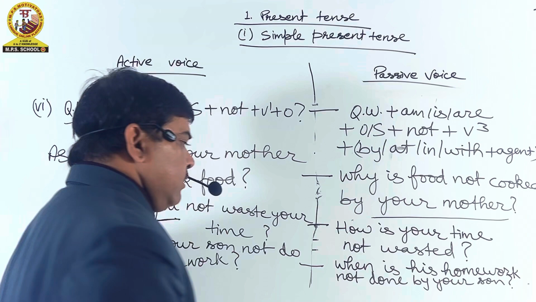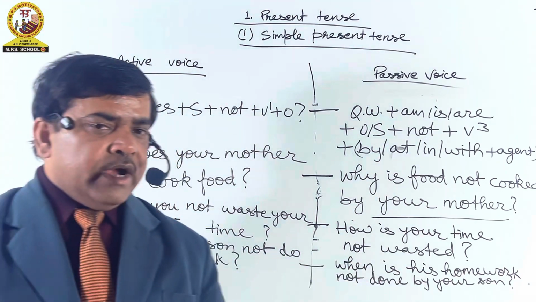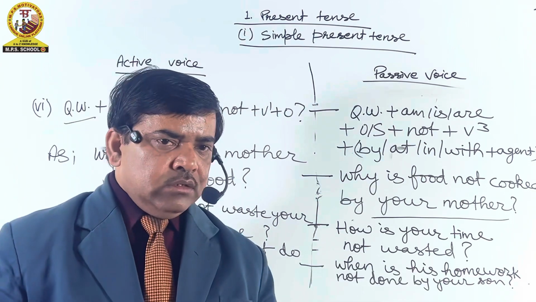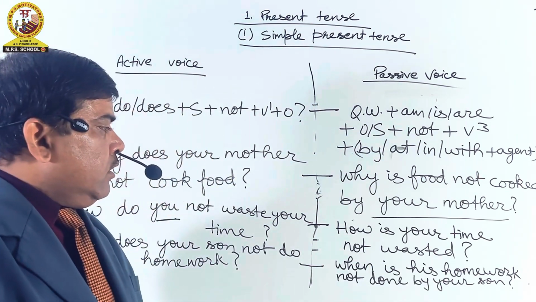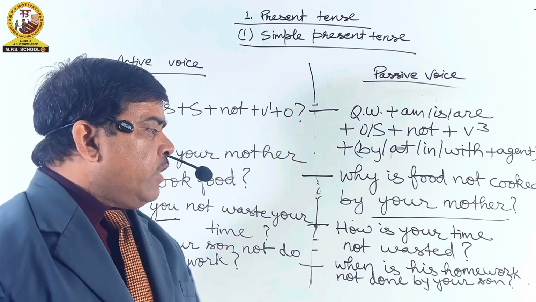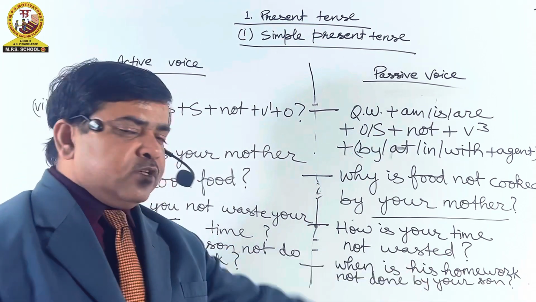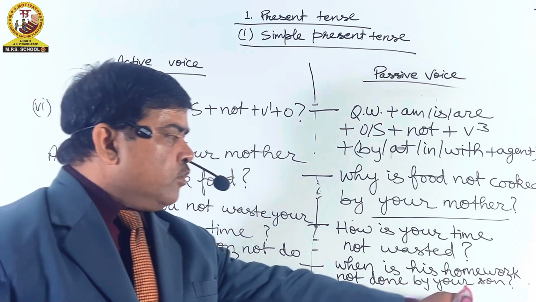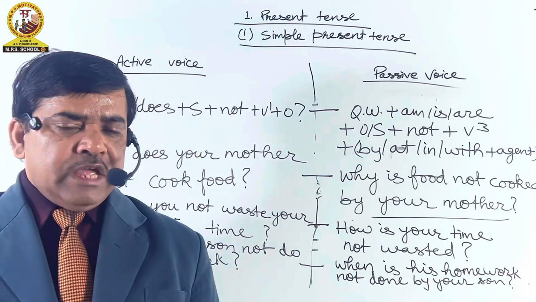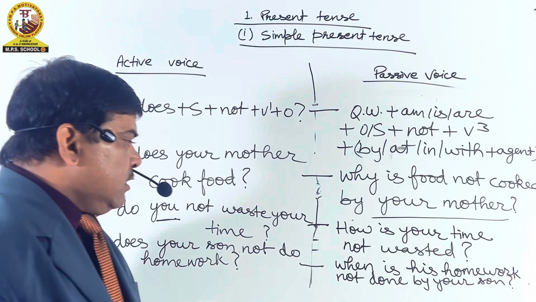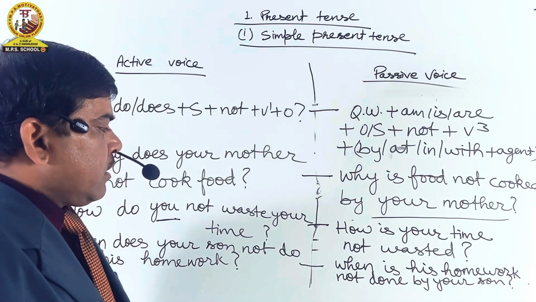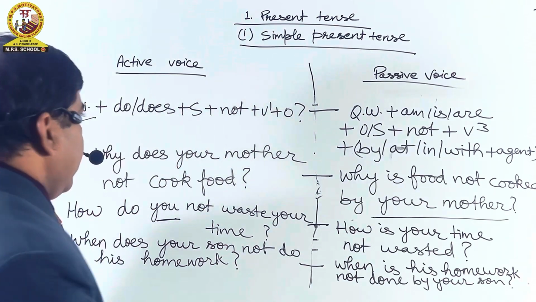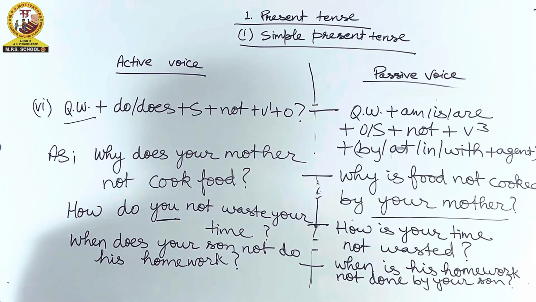Question mark. Here by plus agent is required, because if we don't use by plus agent by your son, it will not be clear for whom his homework is used, for whom his is used in the sentence. So we will use by your son as by plus agent in this sentence. When is his homework not done by your son? Now you can take its screenshot.